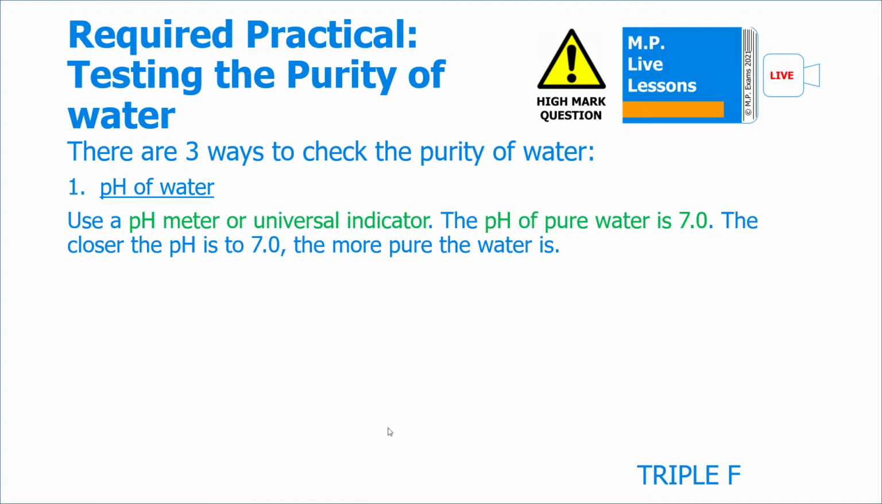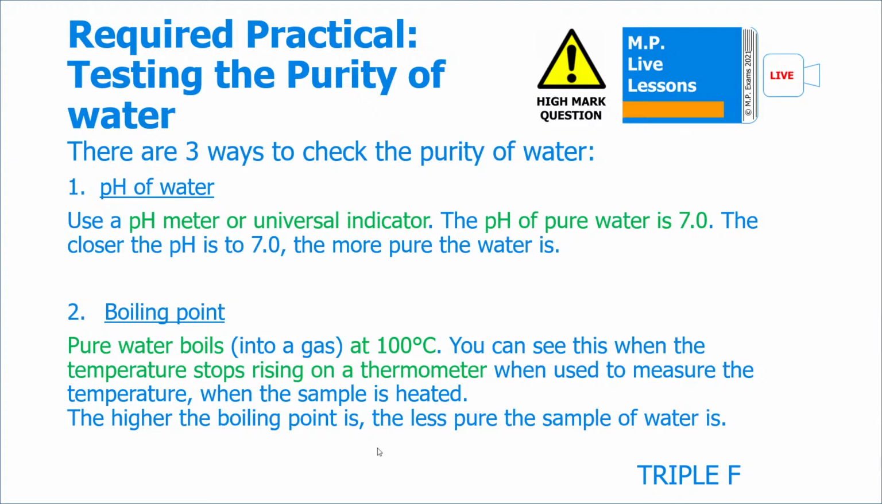Another way you could test for the purity of water is its boiling point. Pure water will boil at exactly 100 degrees Celsius. That's when, as you start boiling some water, the temperature keeps rising until it stays flat for a bit. The higher the boiling point is, the less pure the sample of water is.